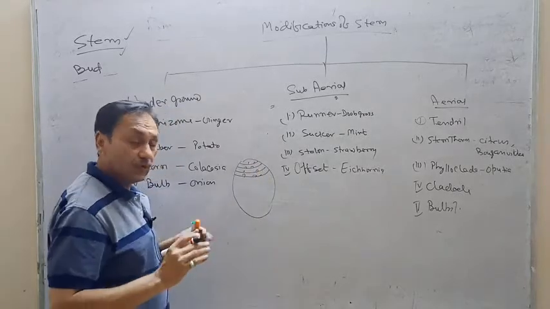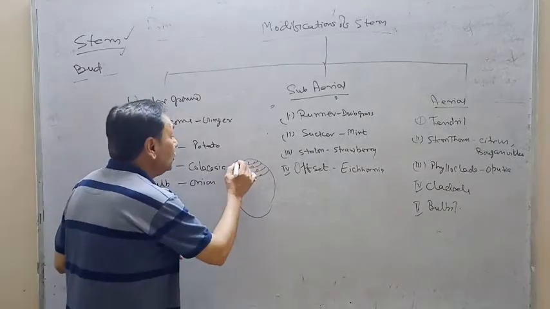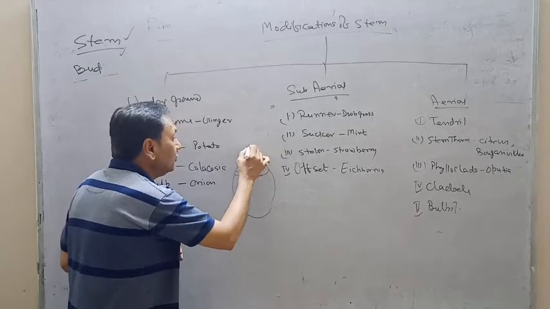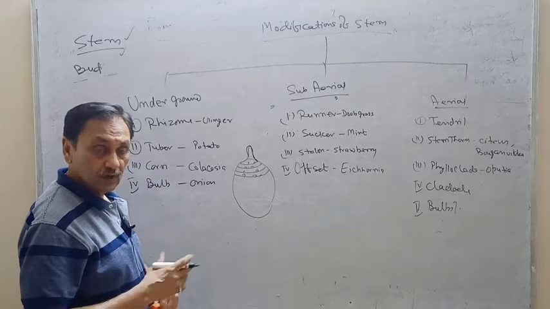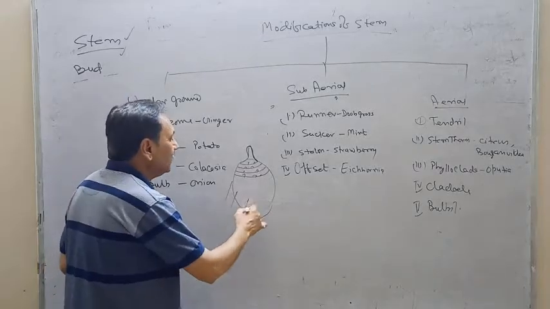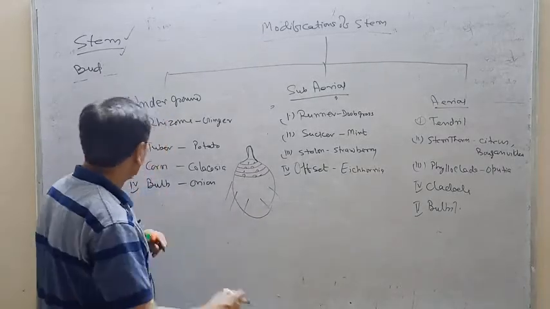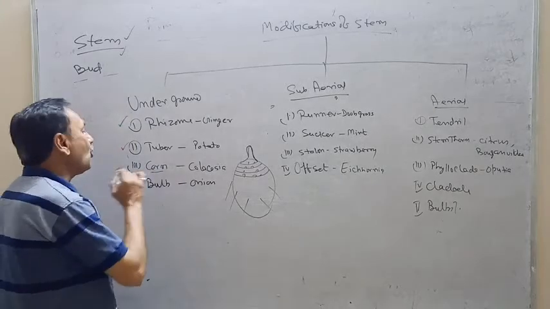And colocasia is one of them, having one apical bud and lateral buds also, and they are also responsible for reproduction and have root-like structures. That is the colocasia.